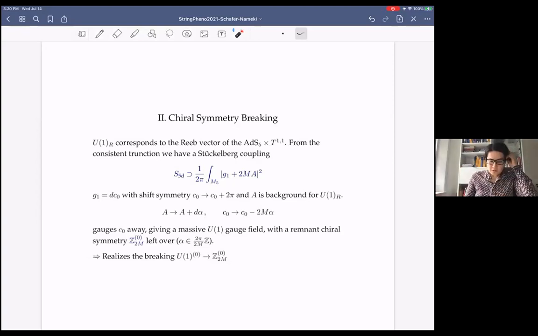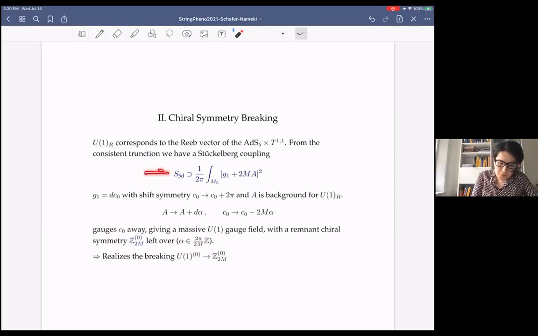The 5D consistent truncation gives us a Stückelberg type coupling, which is given here. A is the background for the U(1)_R symmetry, and G1 is basically dC0, where C0 is an axion. This background for the U(1)_R symmetry has a gauge transformation in the supergravity, and that allows us to completely gauge away C0, except for the gauge parameter values given by 2π over 2M times Z. So the U(1) gauge field becomes massive, but there's a remnant which remains, which is a Z_{2M} zero-form symmetry.